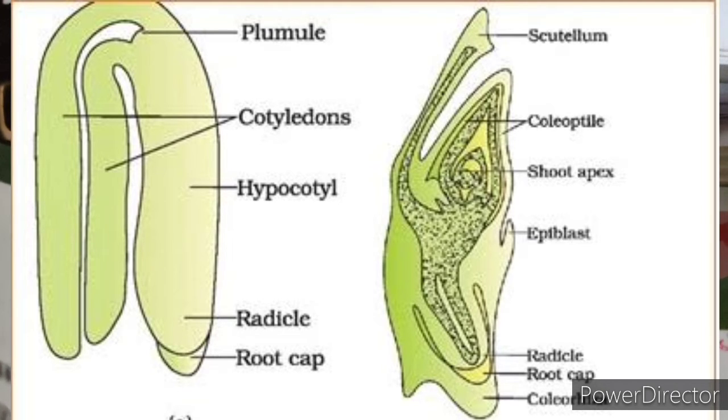The cylindrical portion below the level of the cotyledon is hypocotyl, as you can see in the diagram, that terminates at its lower end in the radicle or root tip. The root tip is covered with the root cap, and this root cap has a protection function, that is, it will give protection to the developing meristematic tissues of the root.